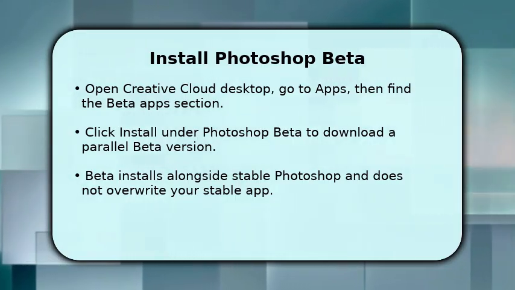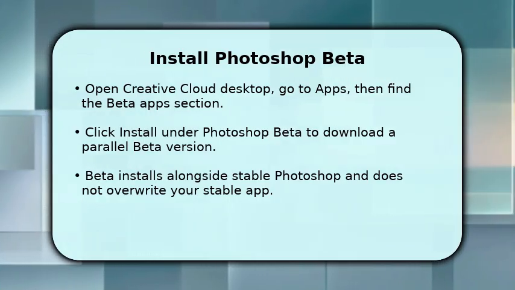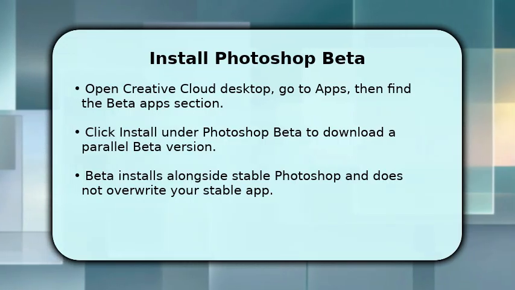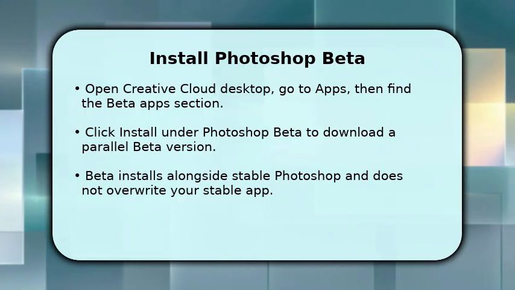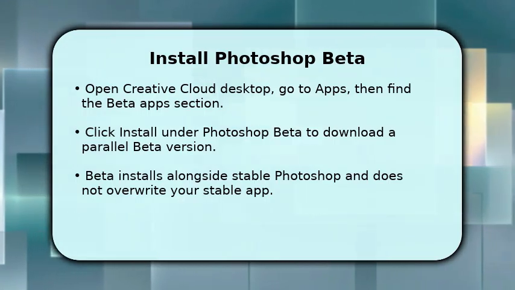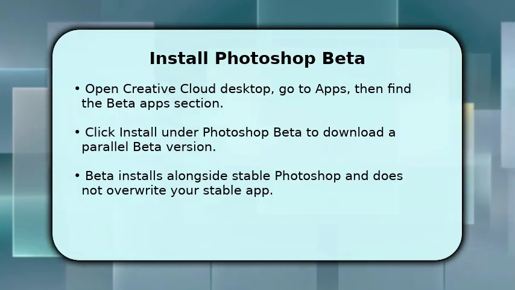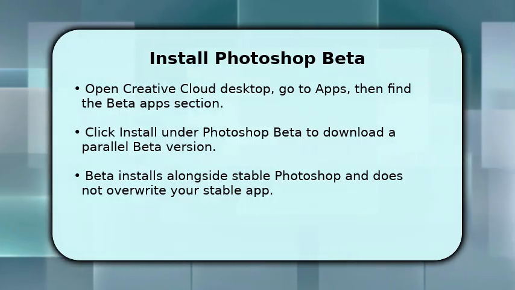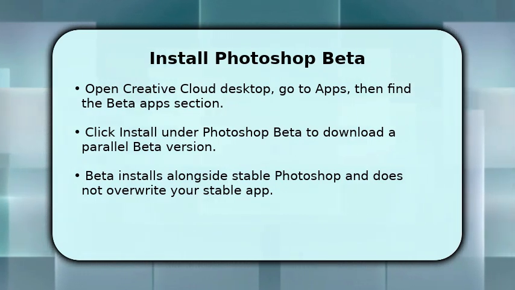Locate Photoshop Beta and click Install to download the beta build to your machine. The beta installs alongside your stable Photoshop copy and does not overwrite it. Wait for the download to complete and follow any on-screen permission prompts relating to extensions and plugins. Restart your computer if the installer requests it to finalize system-level changes and driver initialization.